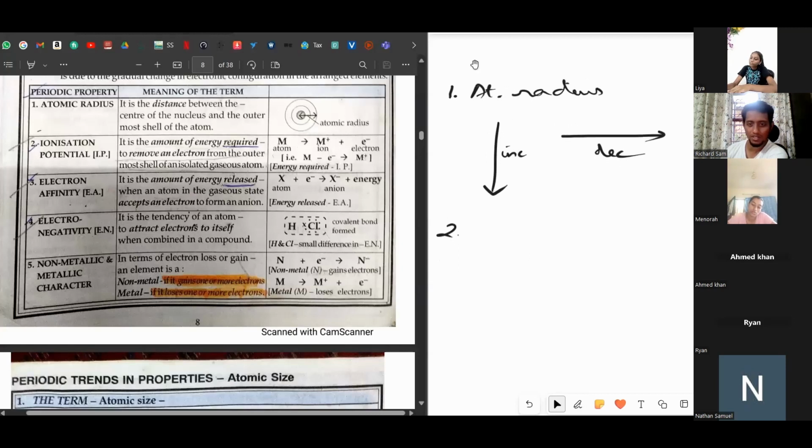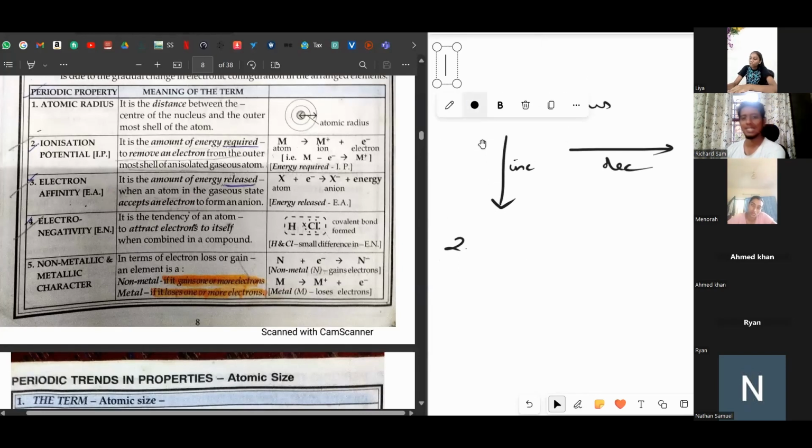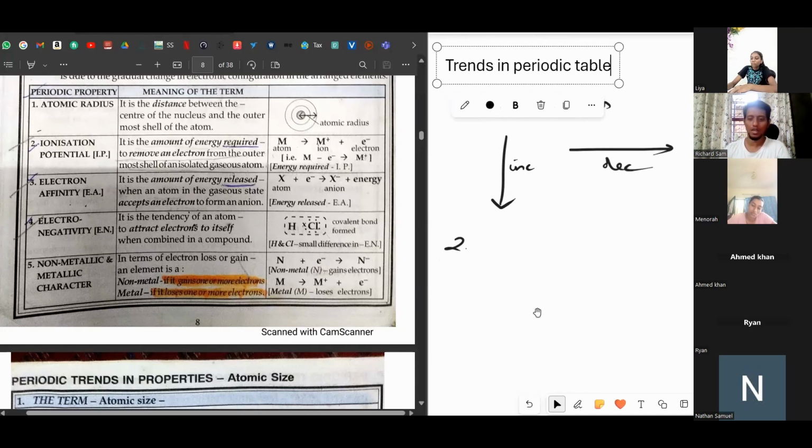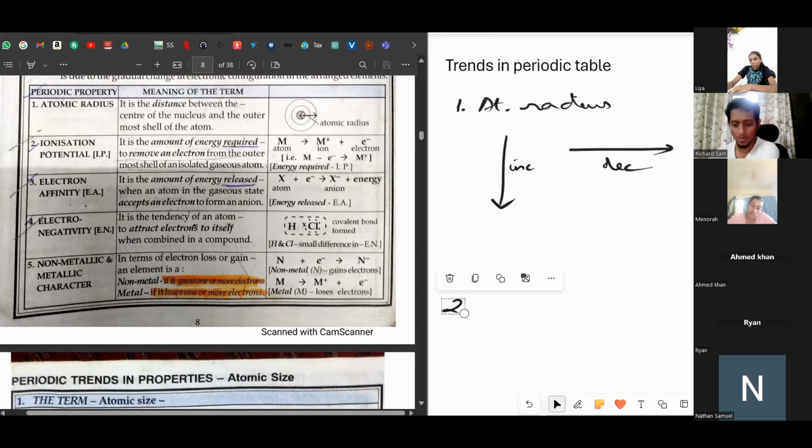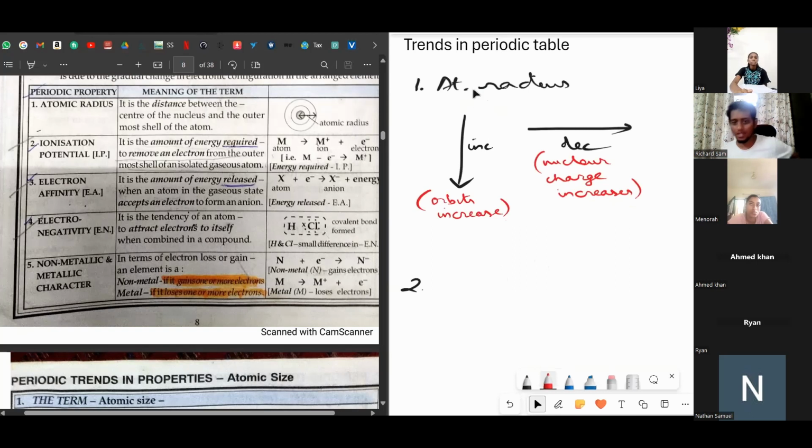Okay, everyone just write down this. Write the heading as trends in the periodic table. And write the first trend as atomic radius. We'll write the reason also in a bracket. All right, everyone clear on this atomic radius? First one? Okay, the second trend is called ionization potential.